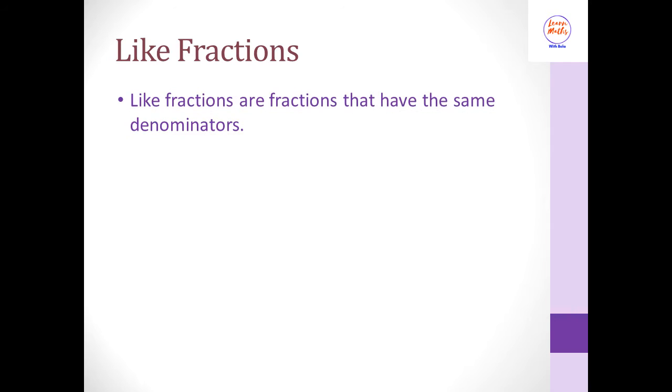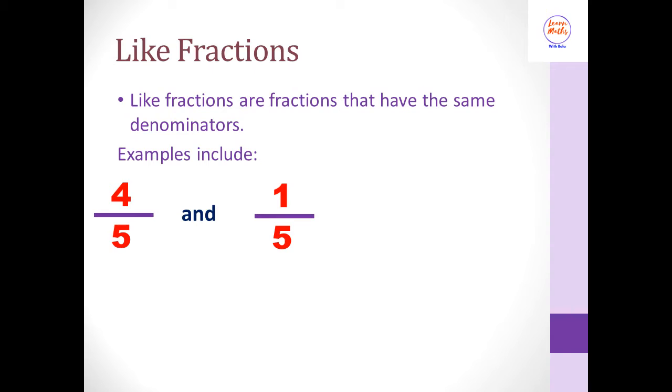Like fractions are fractions that have the same denominators. So the denominators are the same, while the numerators may be different. And examples include 4/5 and 1/5. Looking at this, the denominators are the same, but the numerators are different. Another example is 7/9 and 3/9. Both have the same denominators, but the numerators are different.